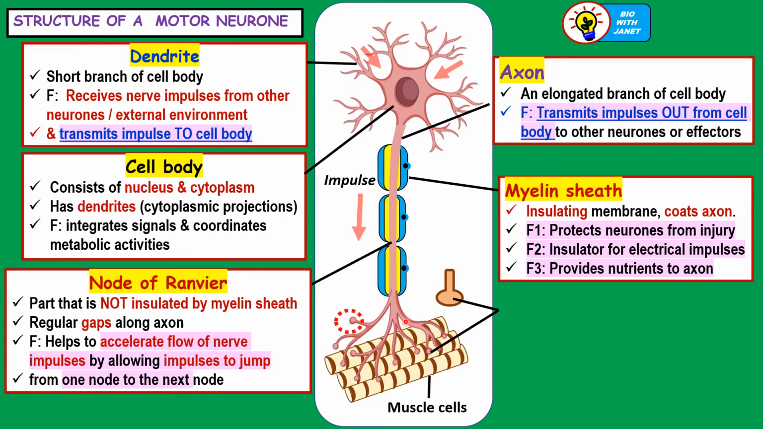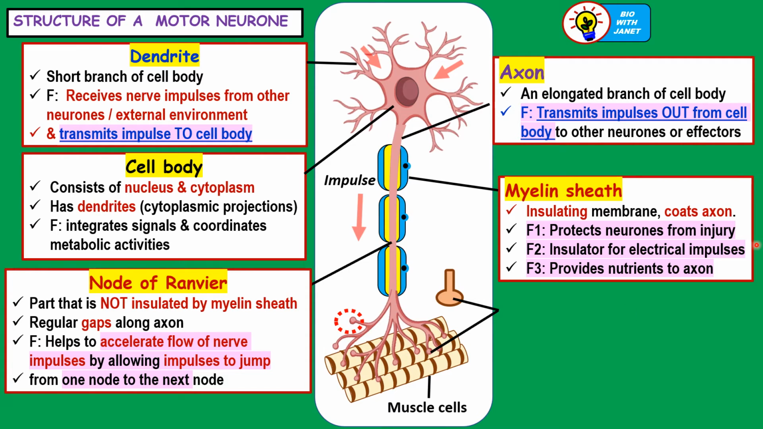There are many gaps on the myelin sheath called the nodes of Ranvier. So what is the use of all these gaps? The node of Ranvier helps to accelerate or speed up the flow of nerve impulses by allowing impulses to jump from one node of Ranvier to the next during the transmission of impulses.